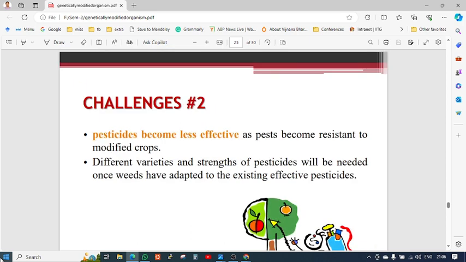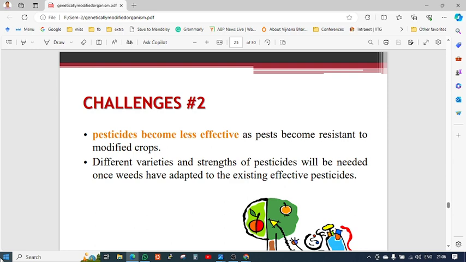The second challenge is that pesticides become less effective as pests become resistant to modified crops, because we are utilizing pesticides to kill the pest. But if you produce some GMO which itself produces some chemicals that can kill pests, the pests can also resist this type of GMO. Then at a further stage, even if you give pesticides, the pests are not killed by the pesticide, because they have a mutation in their gene itself that can resist these pesticides.